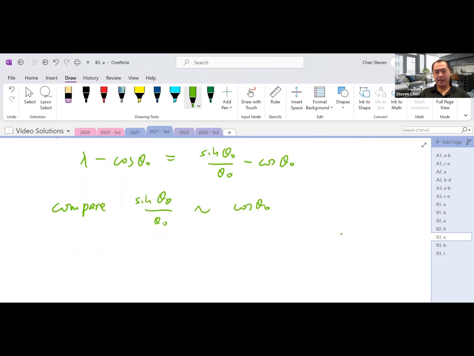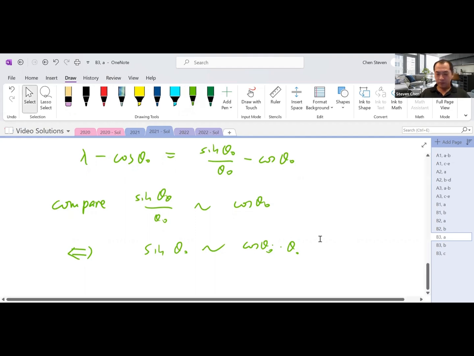Nobody likes a fraction, because here we just consider positive theta naught, right? So it is equivalent to multiplying both sides by theta naught, to compare sine of theta and cosine of theta times theta, and see which is bigger and which is smaller. Which is bigger, which is smaller for these two?